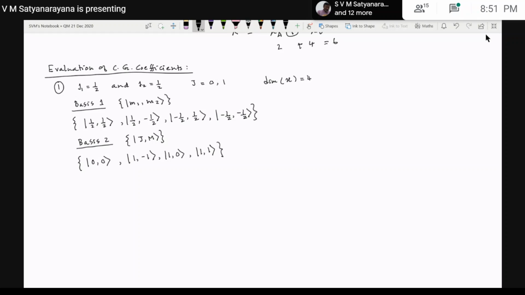Now our aim is to write each one of the elements in basis 2 in terms of basis 1. That is the aim. And the corresponding coefficients are called the Clebsch-Gordan coefficients.